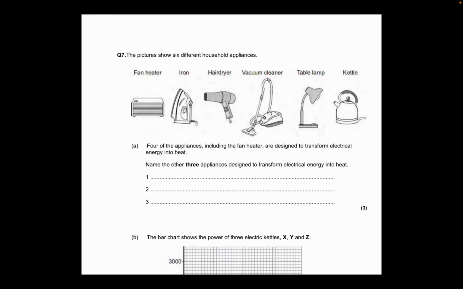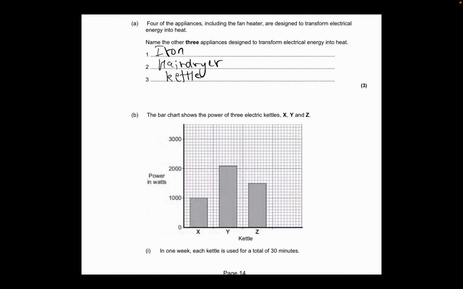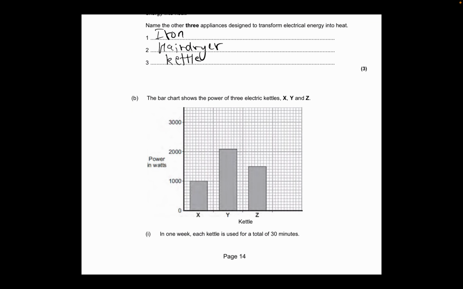The next question shows another diagram. It seems to be a repetition of questions here, so we're going to speed up. Four of the appliances, including the fan heater, are designed to transform electric energy into heat. Name the other 3 appliances. We know that an iron is used to transform electric energy into heat, to iron the clothes. The hair dryer does that as well. A kettle is also used to heat the water. So now this is going to be your answer. Now let's move on to the next question.